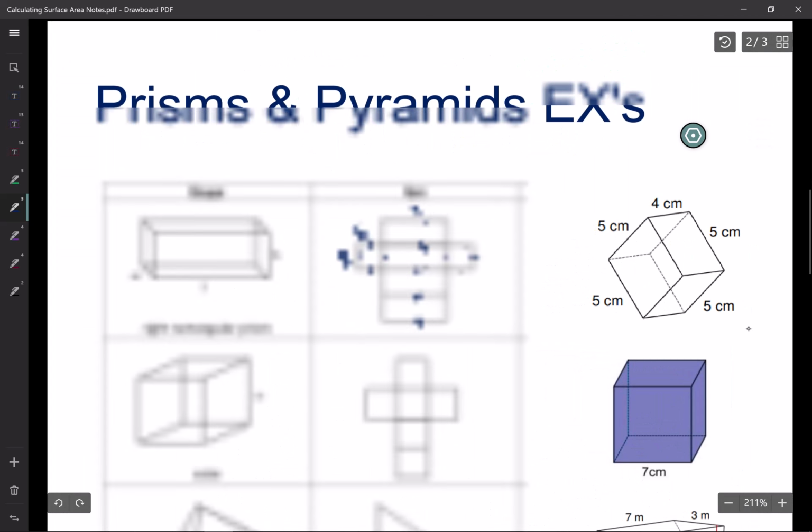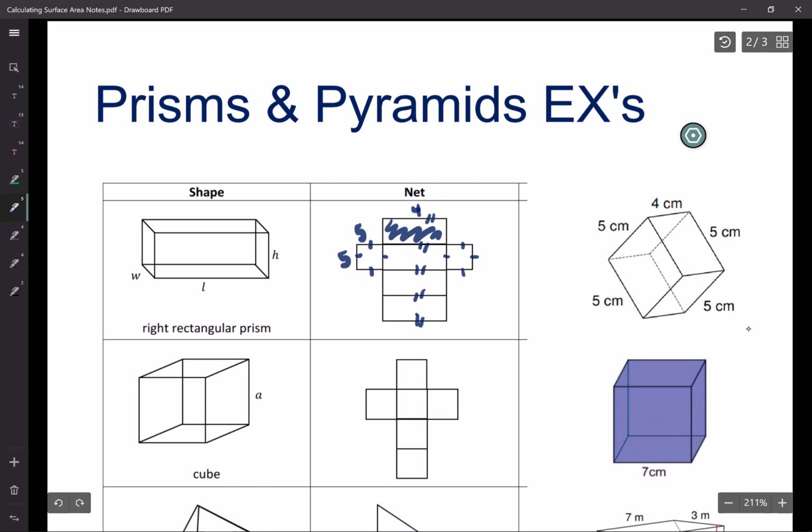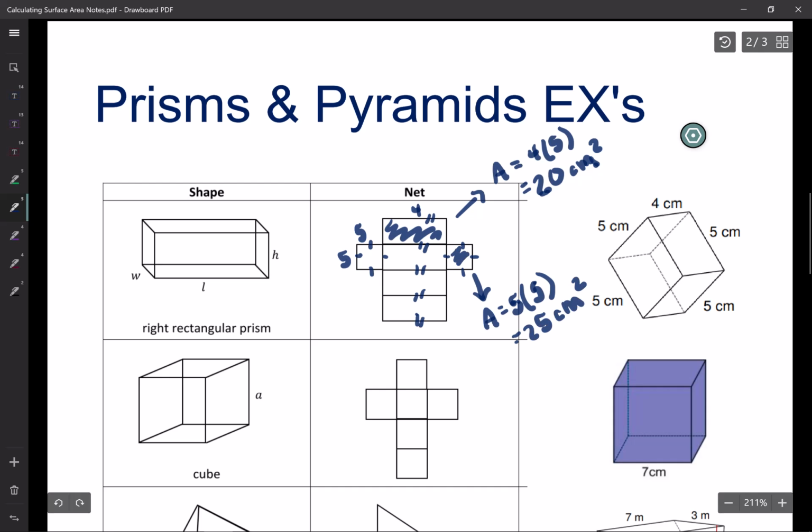So I know that the area of this one rectangle is just going to be 4 times 5, because the area of a rectangle is length times width, and that's 20. And then the units here are centimeters squared. Okay. And then the area of this rectangle or square is going to be 5 times 5, because the area of a square is the side squared. So that's 25 centimeters squared. So that's the area of this one right here. To get the total surface area, just like you would for composites, just add all the areas together.